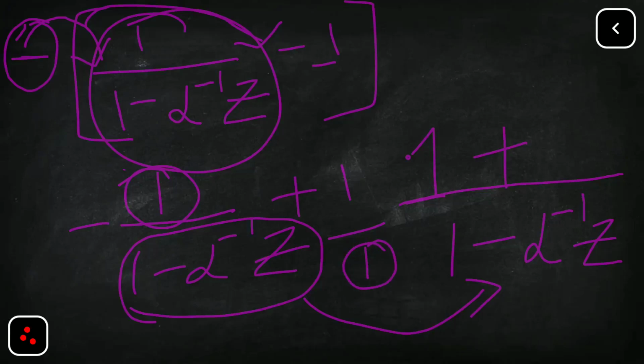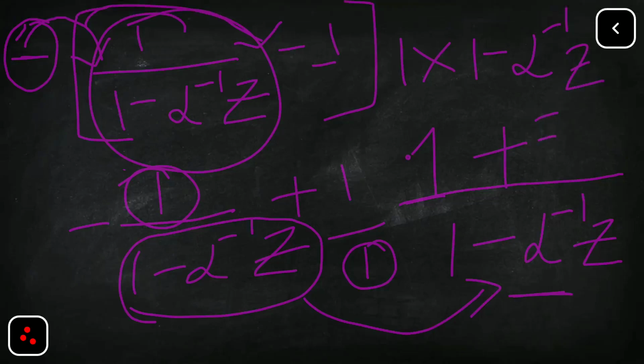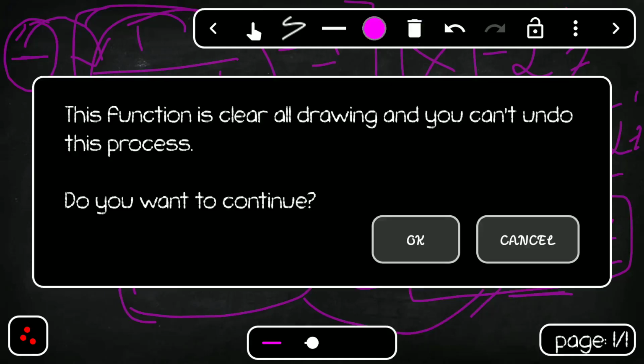So for 1, if you want to get this, you have to multiply 1 with 1 minus alpha to the power of minus 1 into z. If you multiply 1 into 1 minus alpha to the power of minus 1 into z, you are going to get this particular term. So now if you multiply this with 1, you are going to get 1 plus 1 minus alpha to the power of minus 1 into z, right? Now I'll rewrite that again. If I further simplify, I get 1 minus alpha to the power of minus 1 into z.